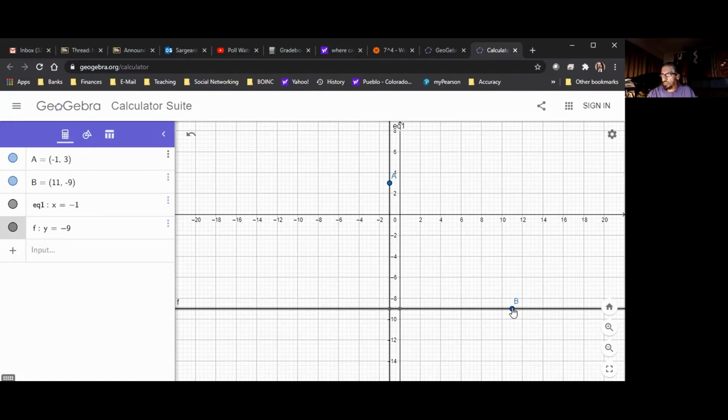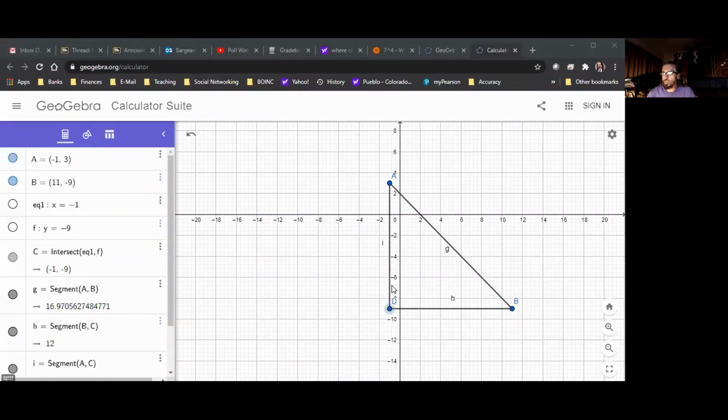the side that we're looking for the length of, i.e. the distance between the 2 points. The point where those 2 segments would intersect is at the point (-1, -9). And our horizontal length from (-1, -9) to (11, -9) would be 12 units, because only x is changing. -1 to +11, that's 12 units.